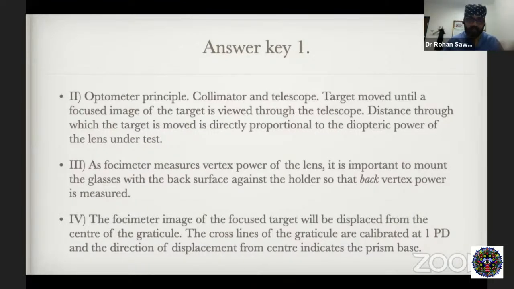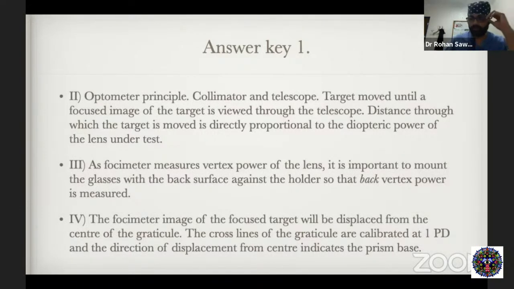Next question was, why is it important to note which surface of the lens is placed against the holder? Because the focimeter measures the vertex power of the lens. It is important to mount the glasses with the back surface against the holder because it measures the back vertex power of the lens.